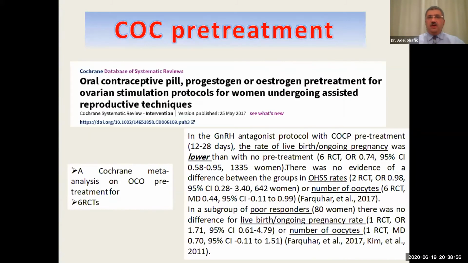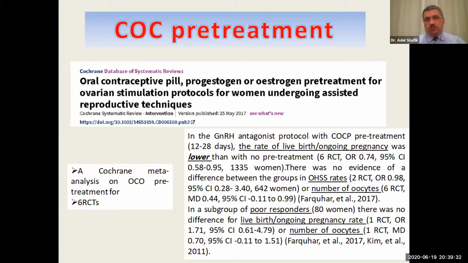Now, moving to the most important and most commonly practiced maneuver in our practice is use of pretreatment with combined oral contraceptive pills. Again, this Cochrane systematic review compared 6 randomized control trials, and it has reached a very important consensus. In the antagonist protocol, pretreatment with oral contraceptive pills will lead to a lower rate of live birth and ongoing pregnancies. And this is a strong evidence. There was no difference in ovarian response nor in the number of oocytes.